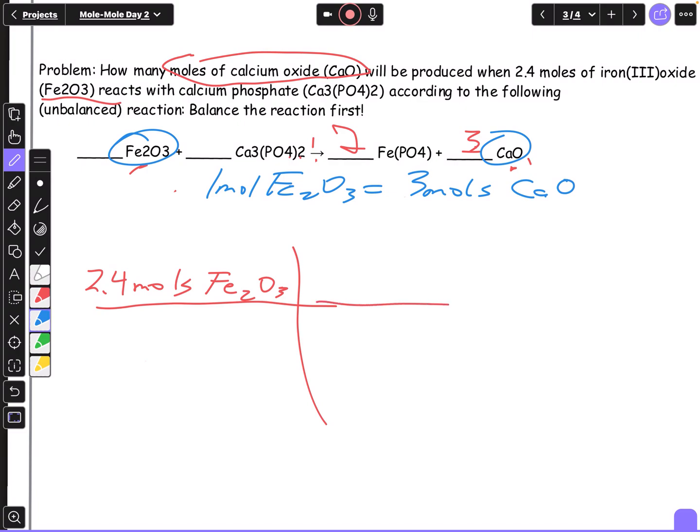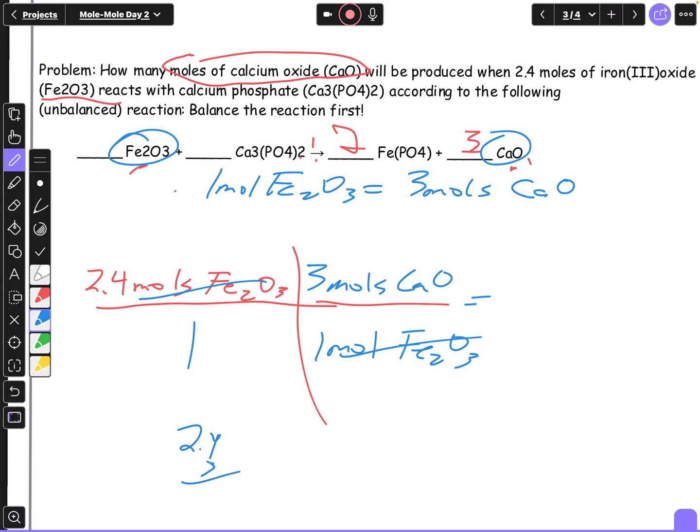And what's going to go on top, what's going to go on bottom? I'm looking for moles of CaO, so I'm going to put the 3 moles of CaO on top. I'm going to put the 1 mole of Fe2O3 on bottom. My moles of Fe2O3 are going to cancel. Then I do the math. 2.4 times 3 would give me, what would that be? 7.2 over 1, which divided is 7.2. My units are going to be moles of CaO.